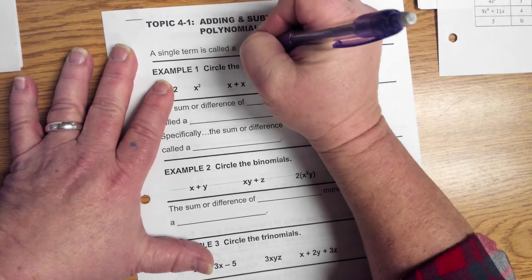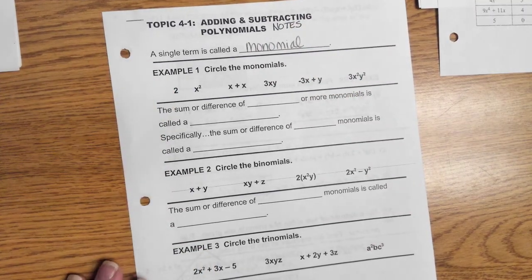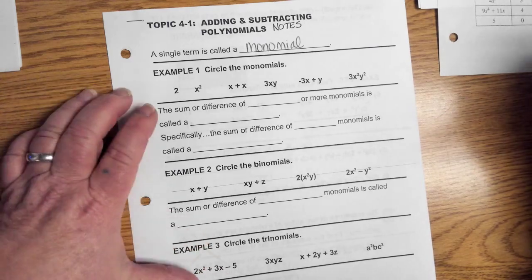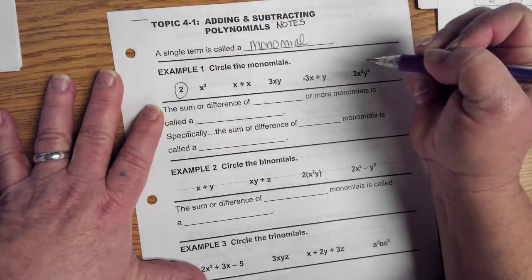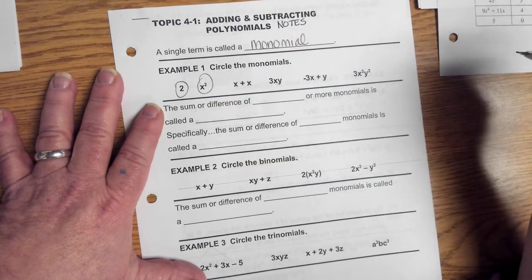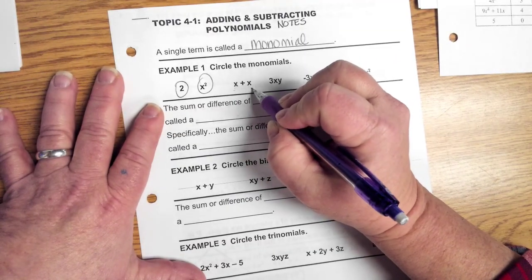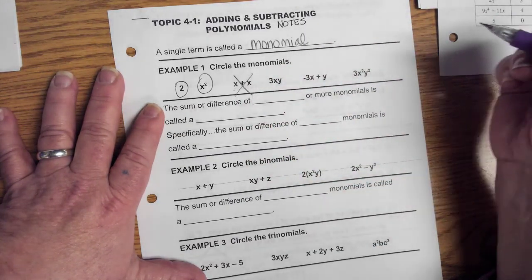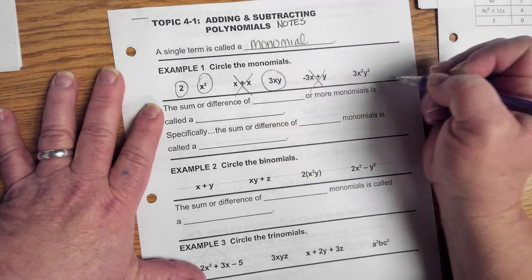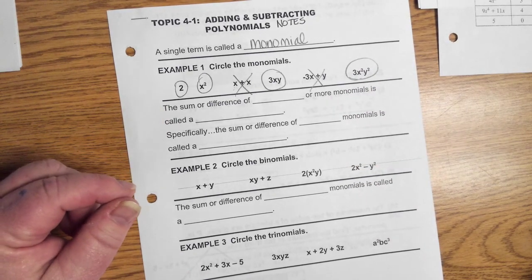...is called a monomial. You can have more than one variable, but you can only have one number, okay? So the number 2 is a monomial. X squared is a monomial because you have what in front of it? A 1, okay? This has 2 different terms, so it is not a monomial. This is a monomial. This is not a monomial. This is a monomial, okay? So if it has a sign, it's not?